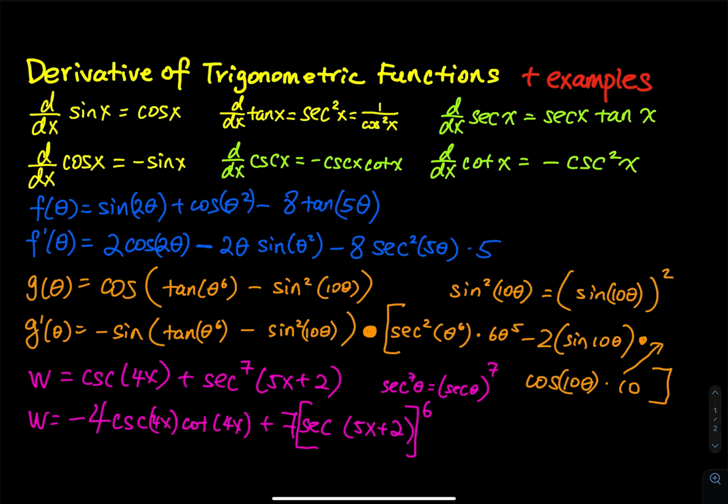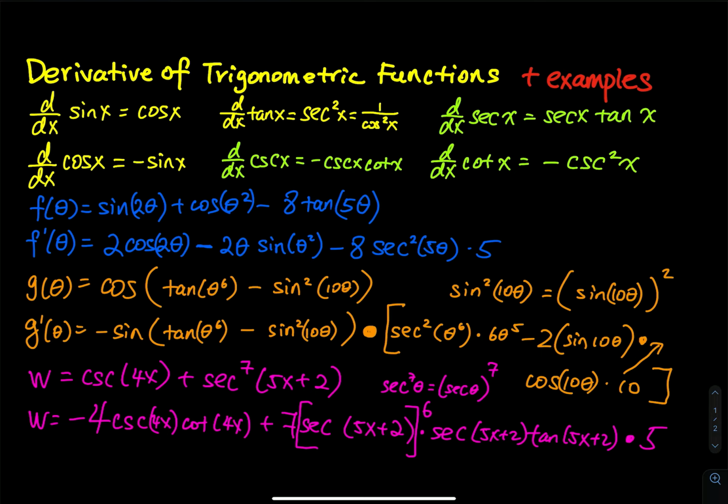So the derivative of secant is secant times tangent, right? So secant times tangent, and then you have to multiply the derivative of 5x plus 2, which is 5. This one, I think the only thing that you can do is you put the 6 at this spot, and then you multiply the 7 and the 5. I guess that's all you can do.